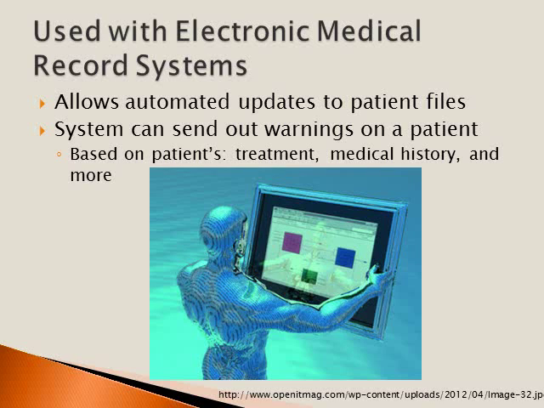Also, it is important to understand that expert systems are used with electronic medical record systems, and this allows for automated updates to be made to the patient's files so that it's very clear and smooth about what the patient is there for and what their patient history has been, without all the paperwork that would be required if it wasn't an electronic medical record system. In this way, the system can send out warnings on a patient, based on the patient's past treatment, medical history, and more. This is all to try to keep the patient as safe as you can possibly keep them.